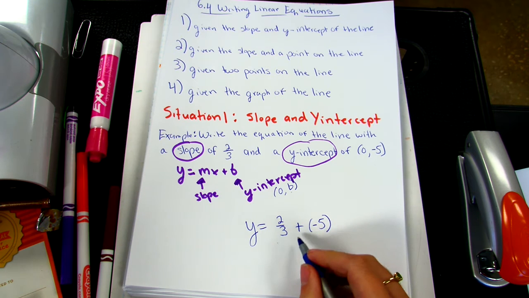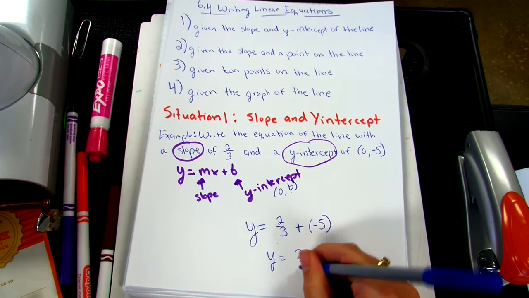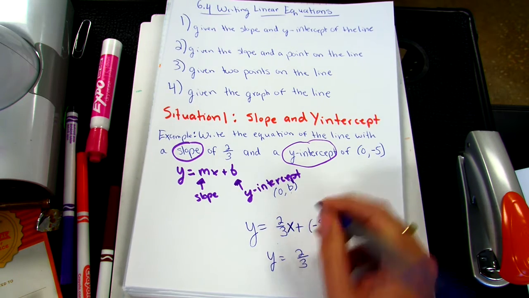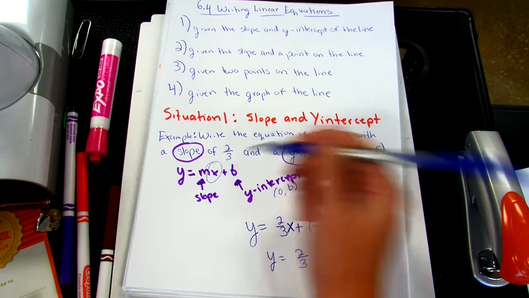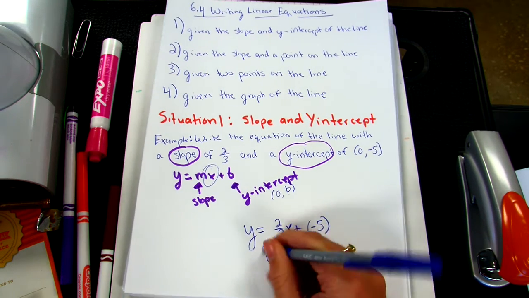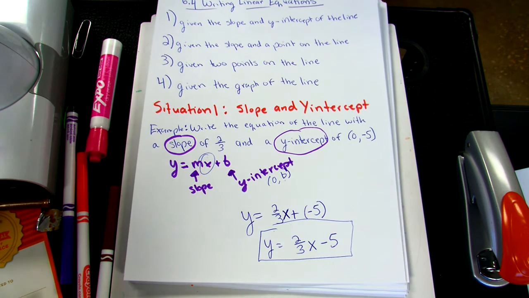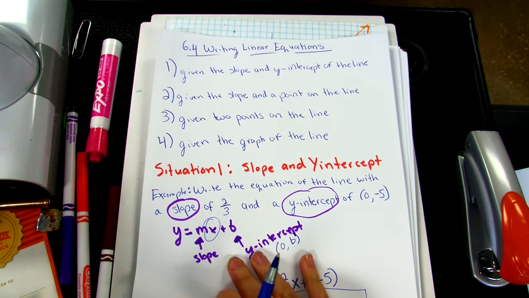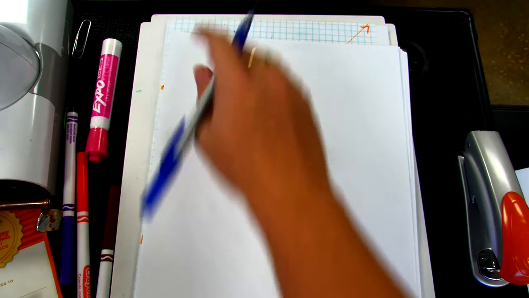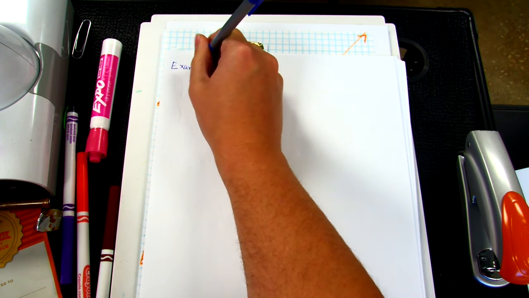We can rewrite this so we have a plus -5. Oh, I'm sorry, I forgot the x, right? There's an x in this form. So y equals 2/3 x minus 5, right? That is writing the equation. Okay? Awesome. Let's do one more example when we're given slope and y-intercept. Okay? So this is our second example for slope and y-intercept.